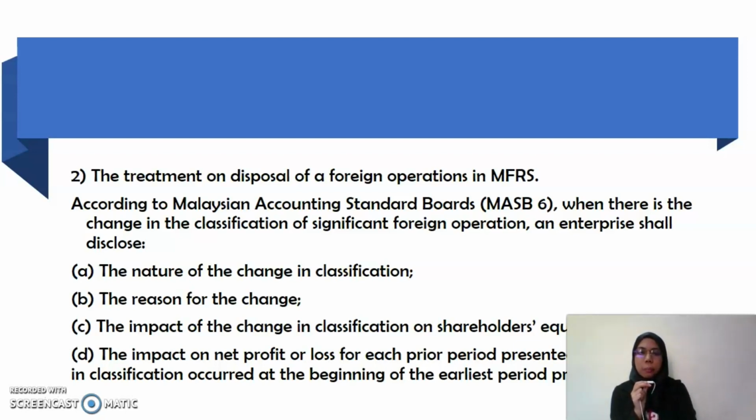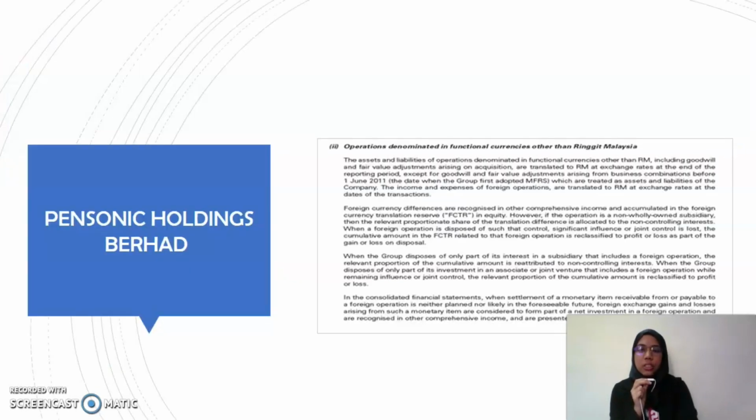So this is the proof that Panasonic Holdings Berhad disposed of foreign operations. So it's under the notes to the financial statements, operations denominated in functional currency other than ringgit Malaysia.